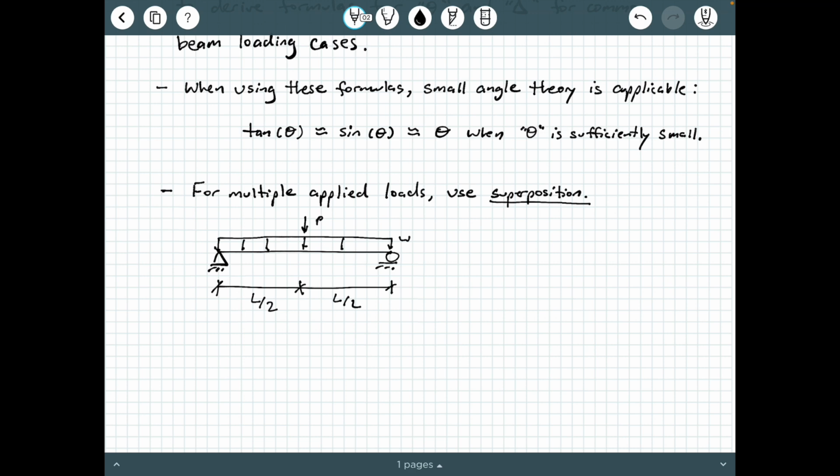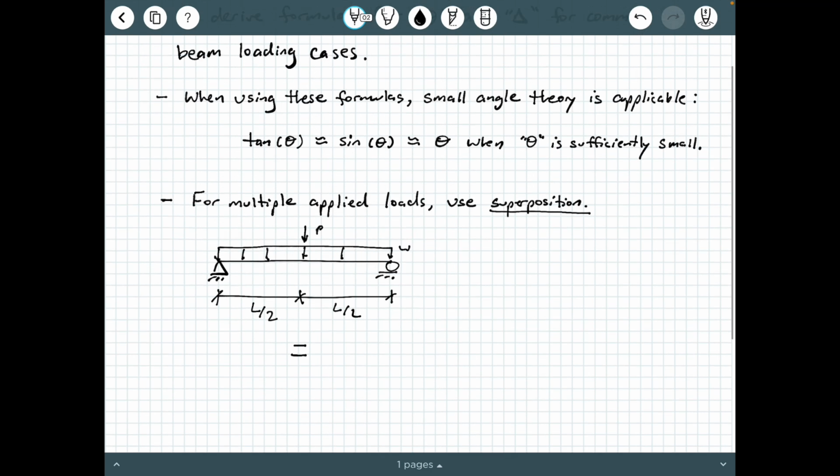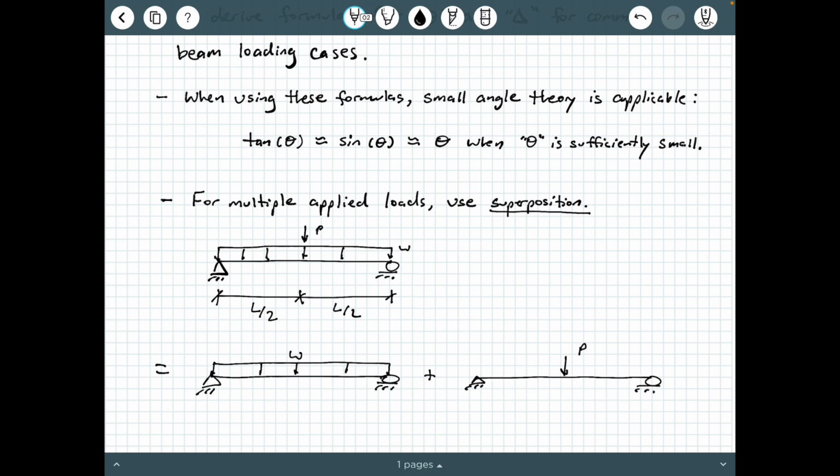And so what you can do is rewrite this. I'm going to say equals, and we can rewrite this as a simply supported beam subject to W, plus a simply supported beam subject just to P right in the middle, at L over 2 and L over 2.